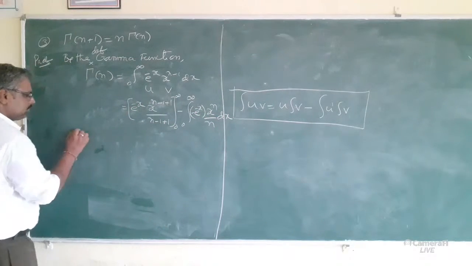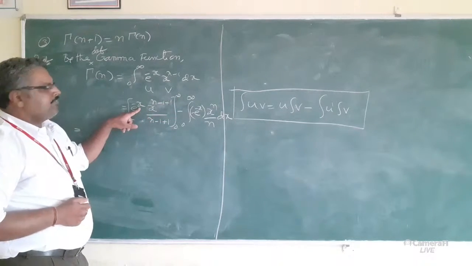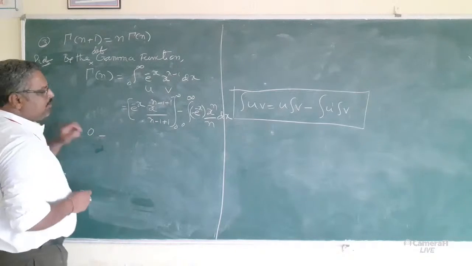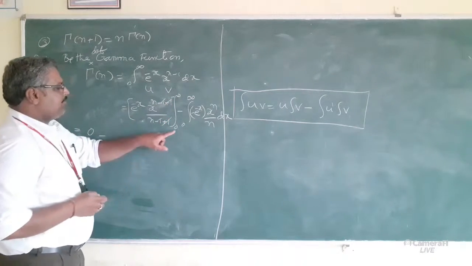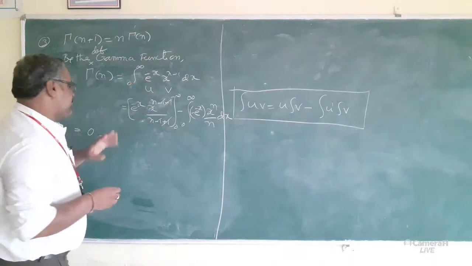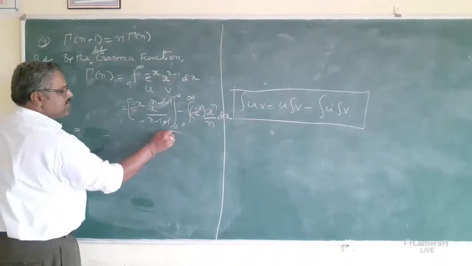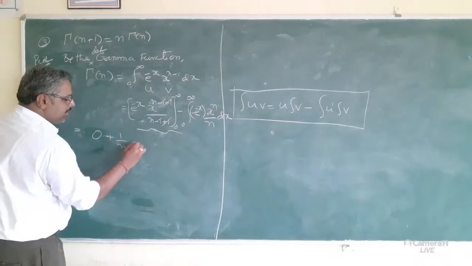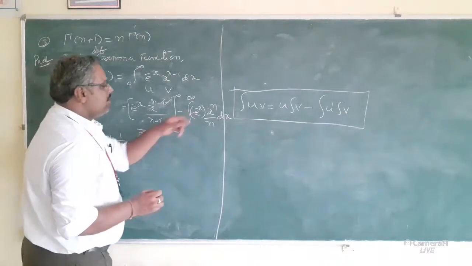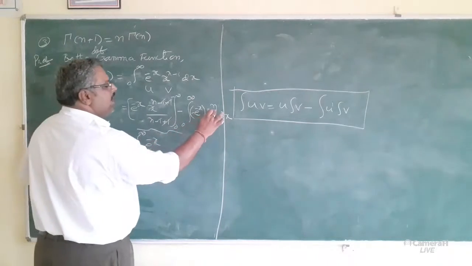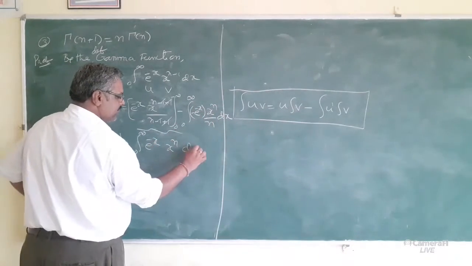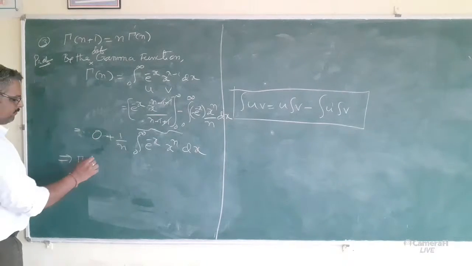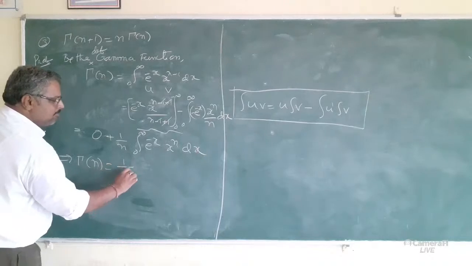Okay, I will write here. If you put x equals infinity, e power minus infinity is 0. If you put x equals 0, 0 power n is 0. So this value is 0. Now minus minus plus 1 by n into integral 0 to infinity e power minus x into x power n dx. Okay. So the left hand side is gamma n equals 1 by n into.